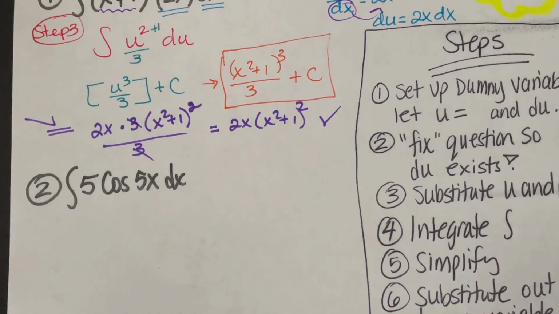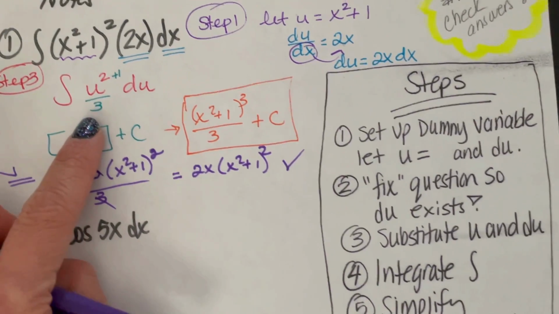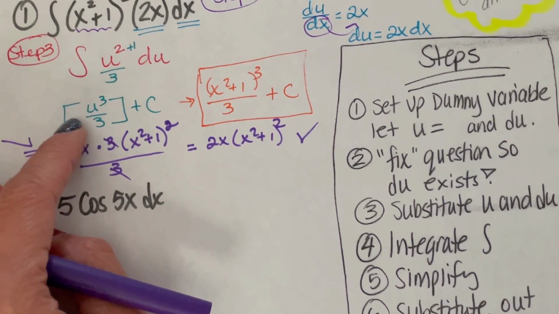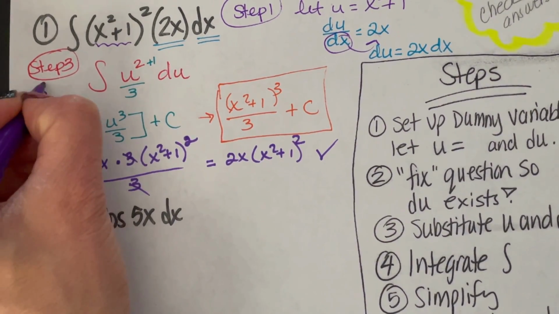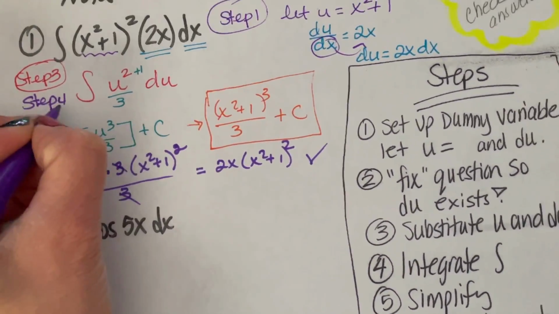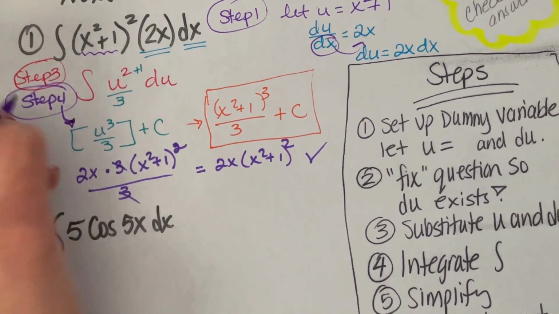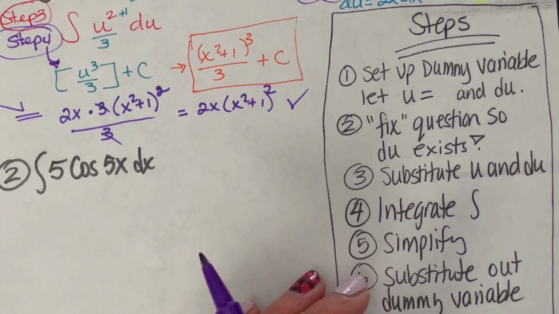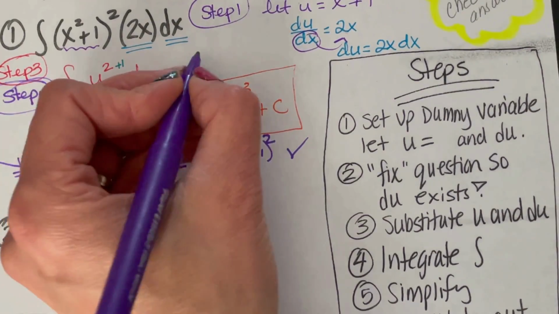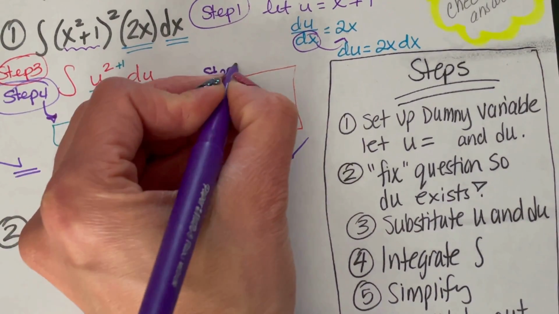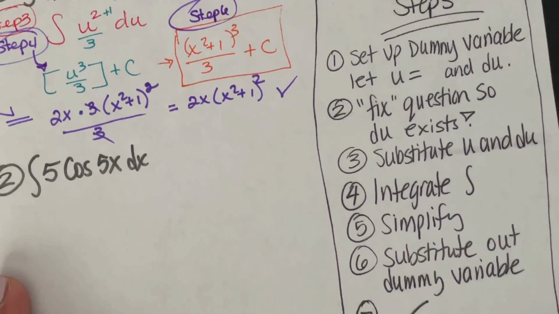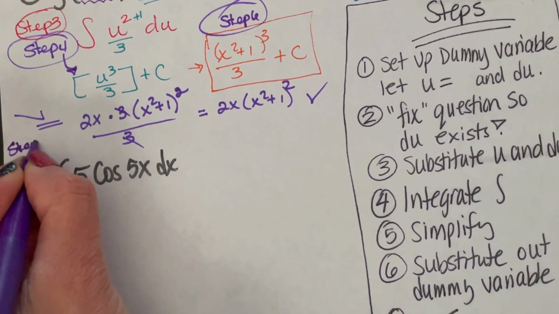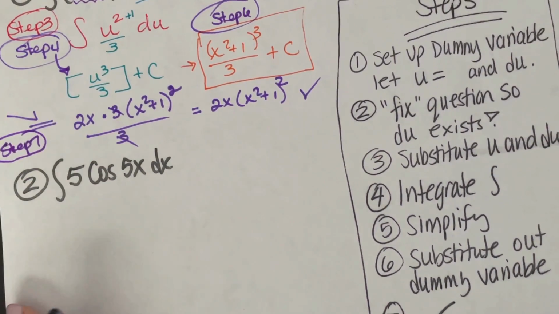So let's also take note of all the steps that we did. Step 3 was to substitute in the u and the du. Step 4 was to integrate. So this was step 3 and step 4 here, because actually step 4 was this part right here. And then step 5 was to simplify, but there was no simplifying. And then step 6 was to substitute out the dummy variable. So this one is step 6, which got us to our answer. And then step 7 was to check it. Okay, so we've got all our steps in there.